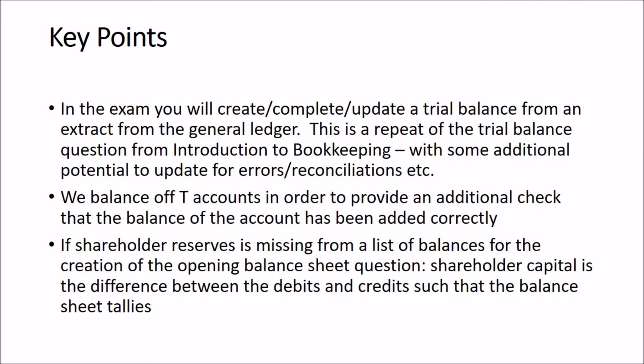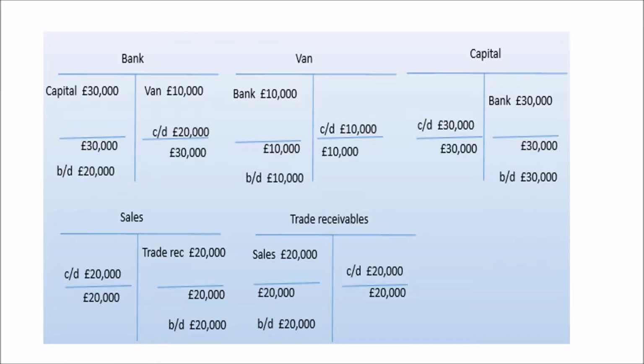We're going to be using a lot of T accounts in this, and remember we're going to balance off our T accounts so that we can check that they add up correctly. That's what the balancing off of the T accounts does. And if the shareholder reserves is missing from the list of balances, when we're creating the opening balance or updating our figures, then remember the shareholder capital is the difference between the debits and credits. Assets equals liabilities plus capital. So if the shareholder capital is missing, it's the difference between the debits and credits. So those are the key points.